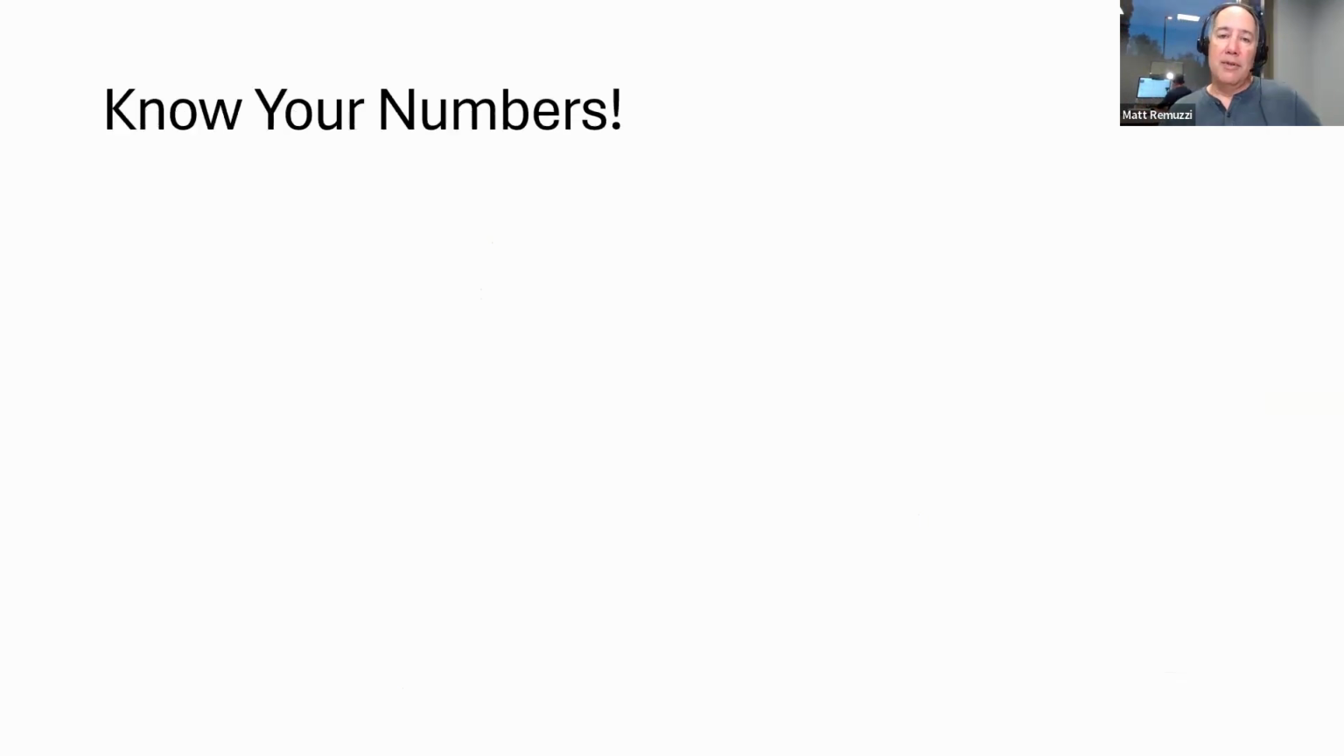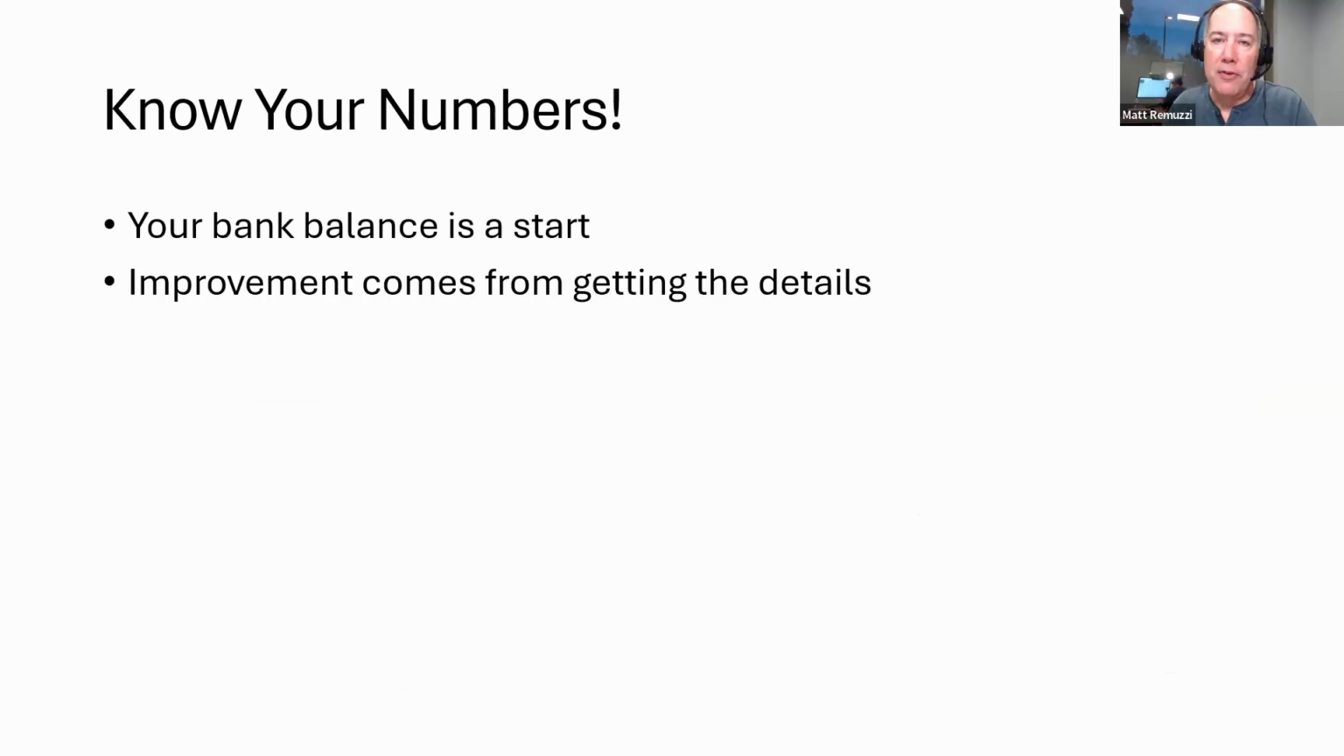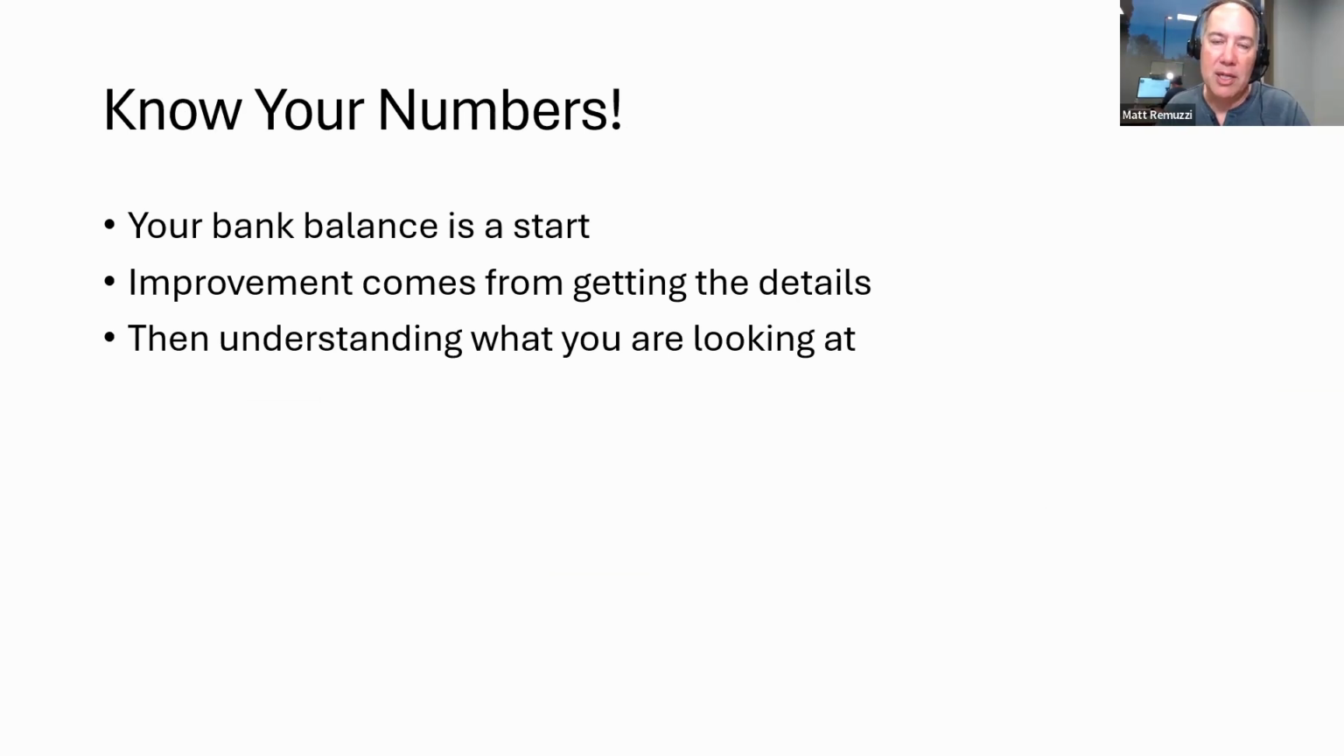So hopefully that was a good explanation of how an income statement, profit and loss statement works from an accounting standpoint, but for a non-accounting person, understand that your bank balance in your business or looking at your bank statement for what's coming and going is a start. It's better than looking at nothing. But improvement and being able to really operate your business as a smart business owner comes from getting into the details. What income came in, what expenses went out, and more importantly, how do I look at them in the context of month over month and as a percent of income?